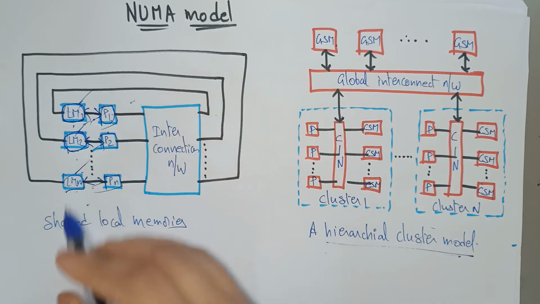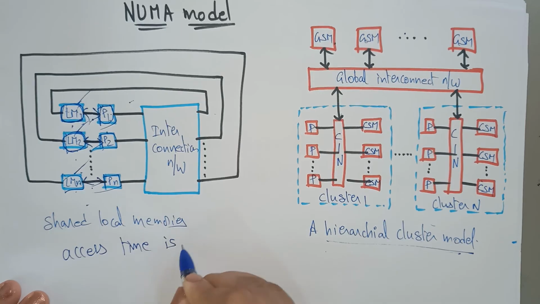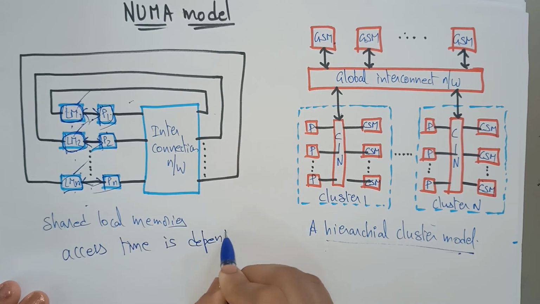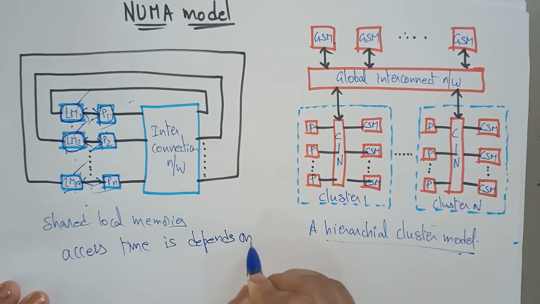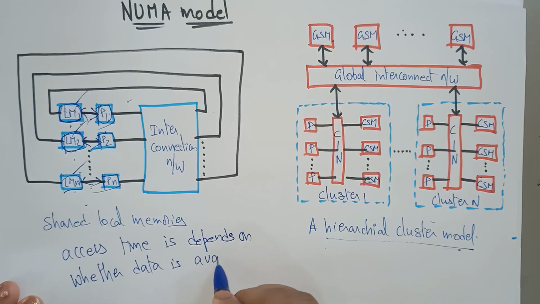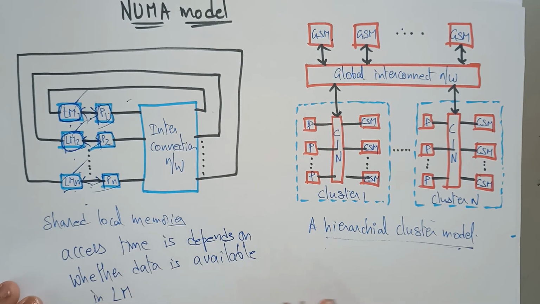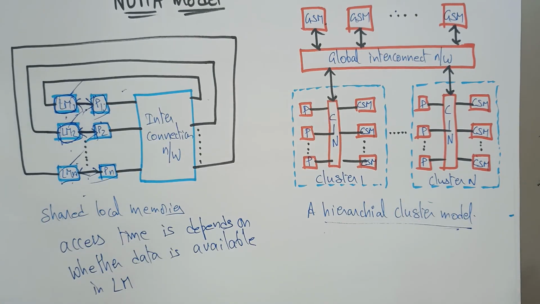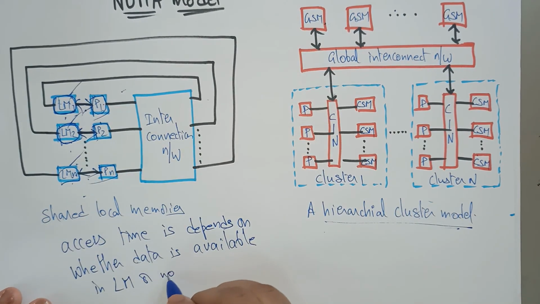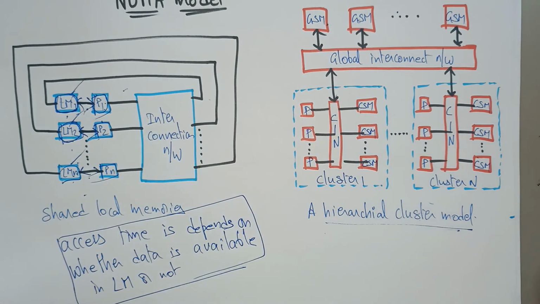The access time depends on whether the data is available in the local memory of the processor itself or not. The access time depends completely upon whether the data is present in the local memory or not.